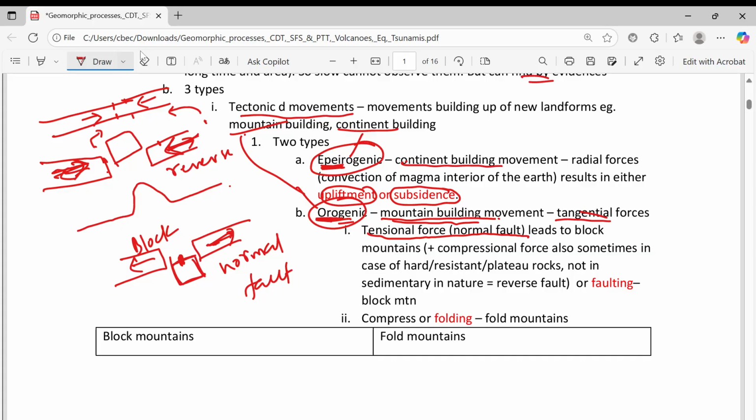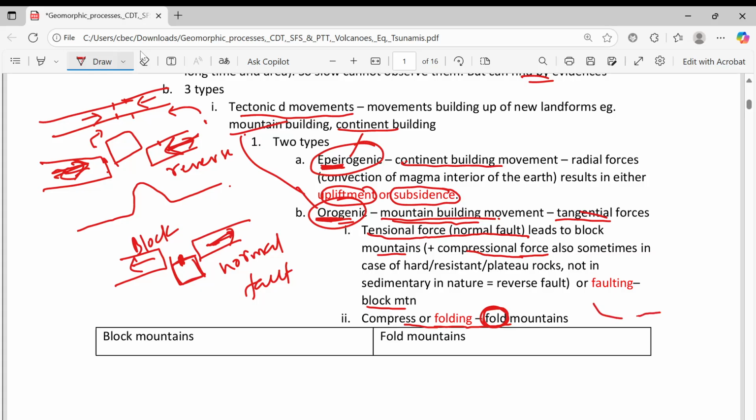So there is tensional force, which means it is a normal fault. This is leading to block mountain. If there is compressional force, it means you are making the plates come together. Then it is going to form faulting, and then also you will get the block mountain. But when you compress, sometimes if it is sedimentary rock, like some soft rock, it will form fold mountains. For example, Himalayas are the fold mountains.